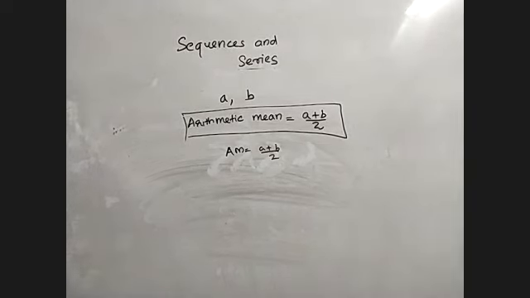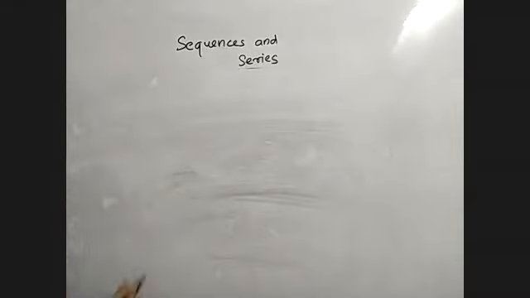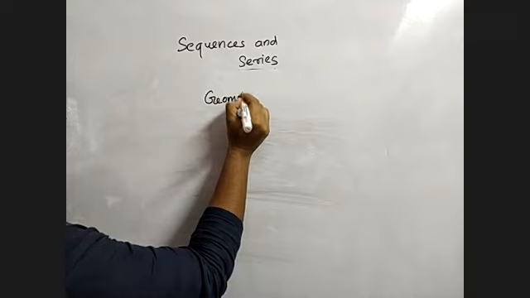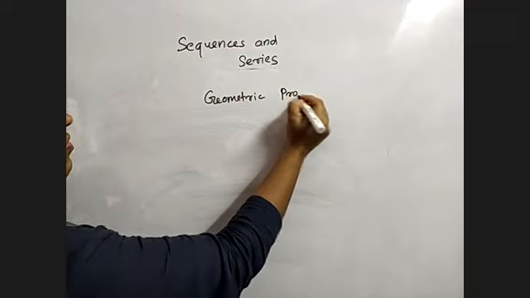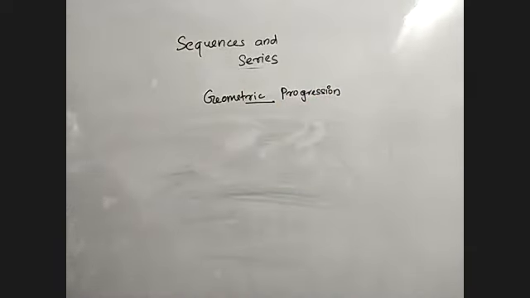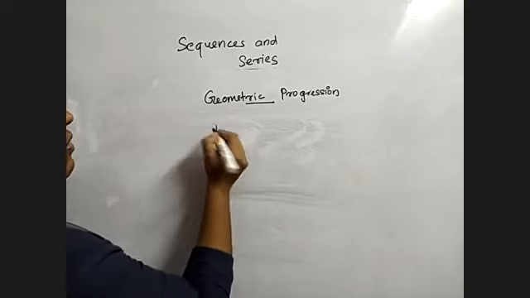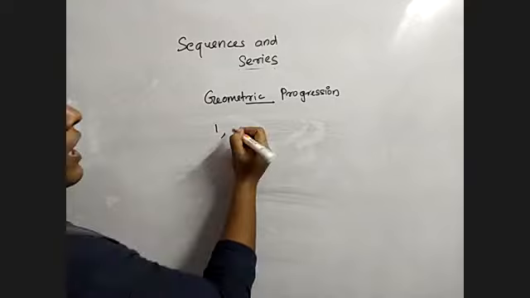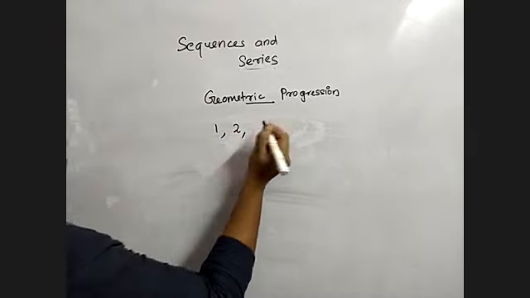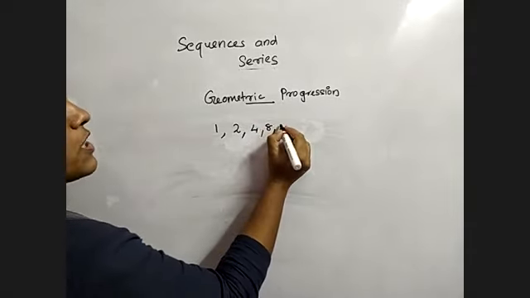Okay. Now I'll explain what is GP, geometric progression. What is geometric progression? Suppose the first term is 1, the second term is 1 into 2, the third term is 2 into 2, the fourth term is 4 into 2, the fifth term is 8 into 2.